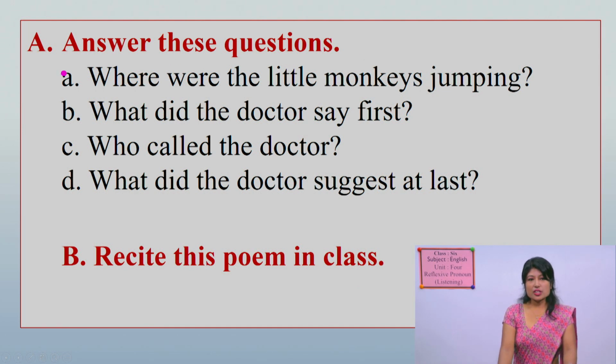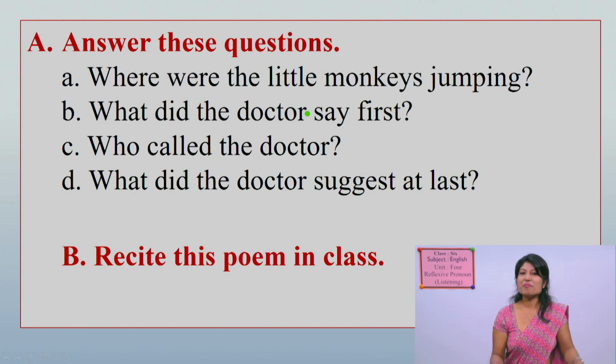So the first question is, where were the little monkeys jumping? Where were they jumping? Five little monkeys jumping on the bed. Yes, the answer is jumping on the bed. You can answer the little monkeys were jumping on the bed. Number B. What did the doctor say first? Mama called the doctor and doctor said, no more monkeys jumping on the bed. So the doctor first said, no more monkeys jumping on the bed.